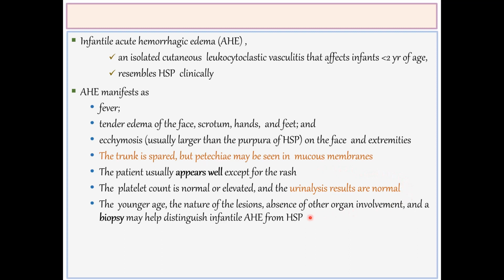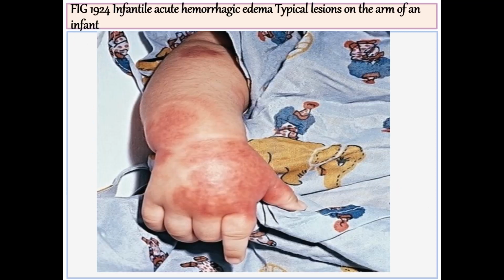The younger age, the nature of the lesions, absence of other organ involvement, and a biopsy may help distinguish infantile AHE from Henoch-Schönlein purpura. See Figure 192.4. Infantile acute hemorrhagic edema. Typical lesions on the arm of an infant.